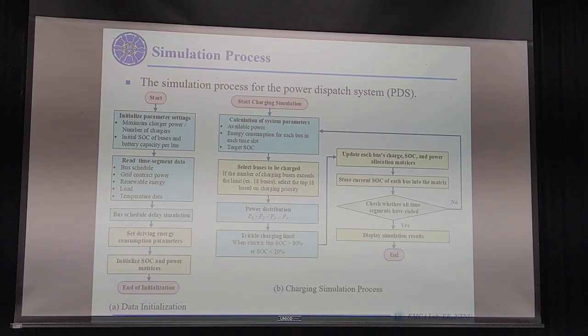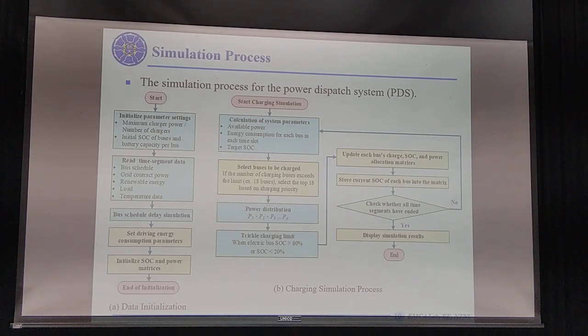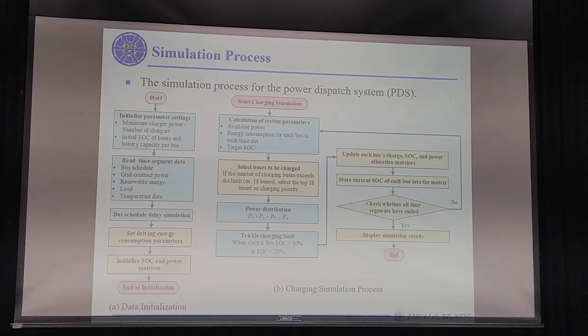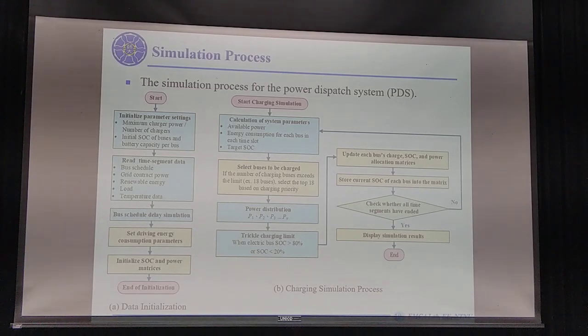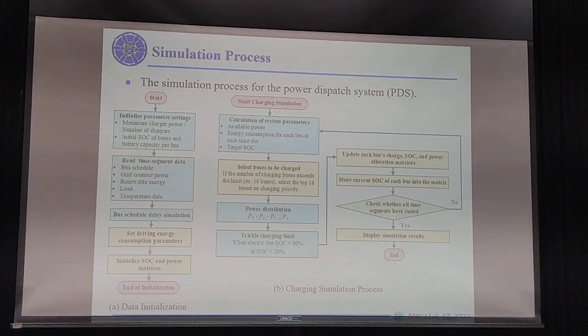This flow chart shows our simulation. Part A is data implementation. We set a request that the power with vehicles and their data and simulate events. Part B is the configuration process. In the next loop, the system calculates available power and target SOC. It switches buses to charge and distribute power. We also include a visual limit for elements.